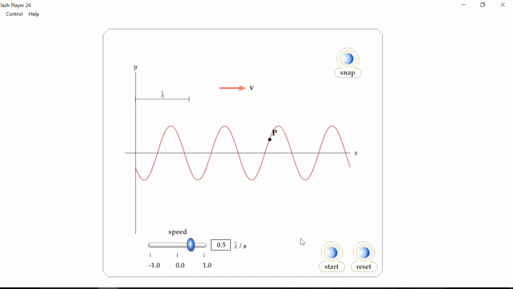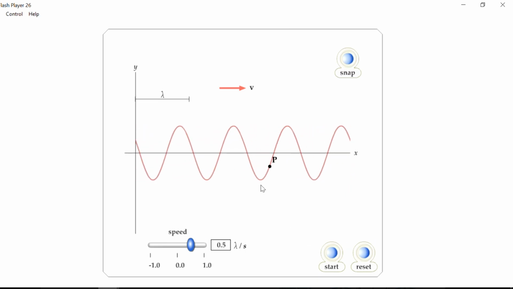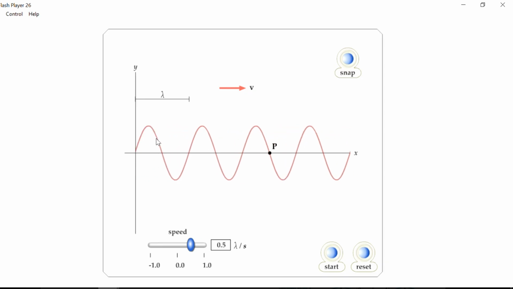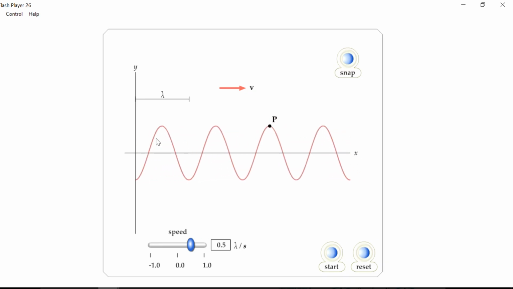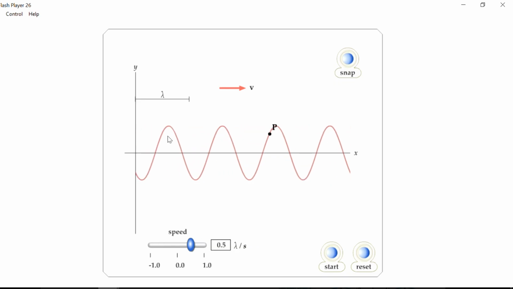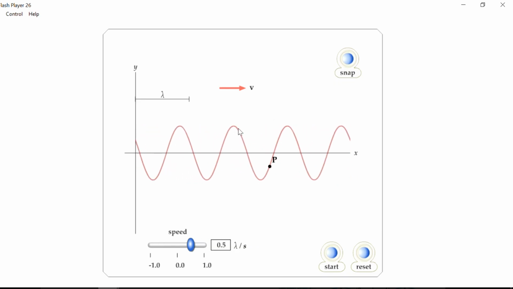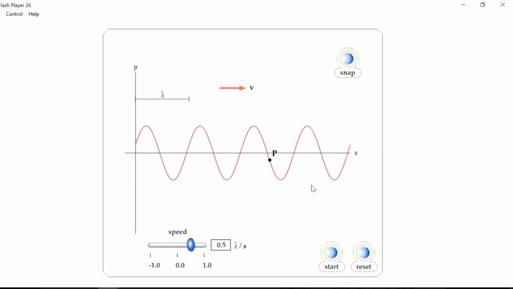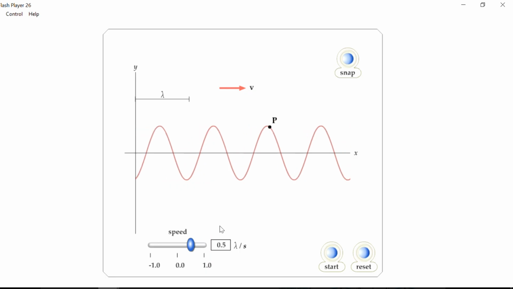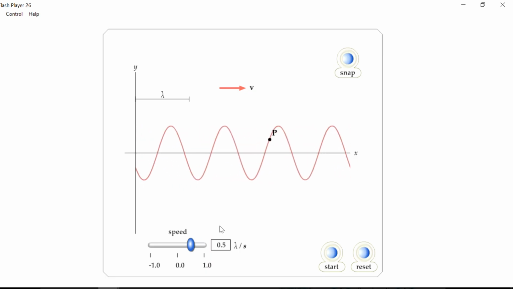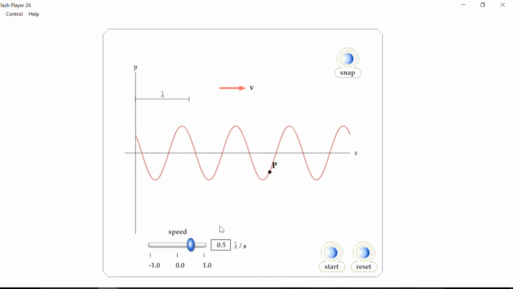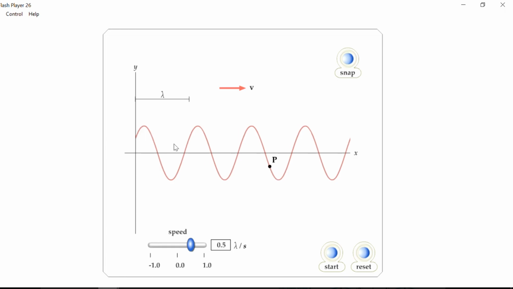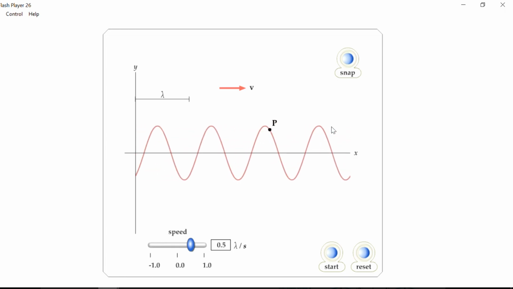I'm going to start the simulation. So you can see now the wave is moving to the right. We can define the velocity or the speed of a wave by tracking a certain wave crest to see how fast it moves towards a certain direction. That is the speed or velocity of the wave.